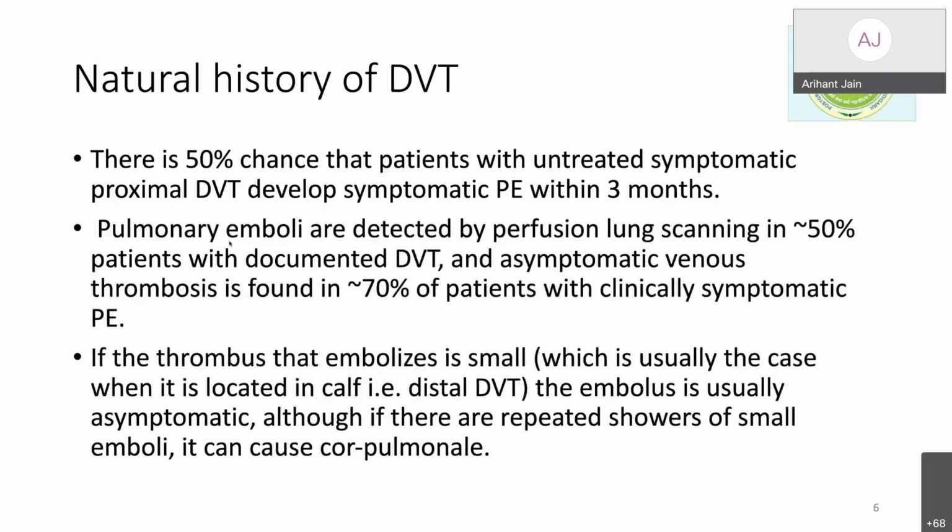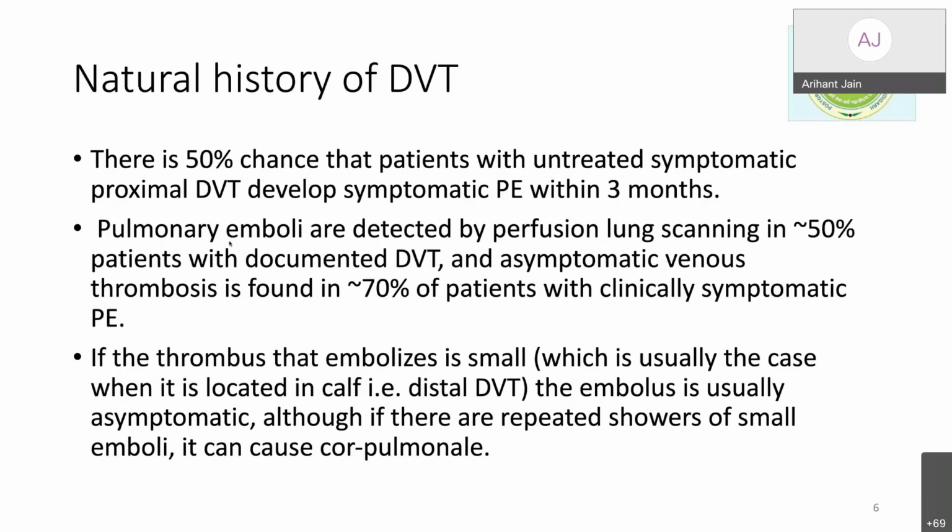Now, there is a 50% chance that the patients with an untreated symptomatic proximal DVT will develop pulmonary embolism within 3 months. So this is why it is important to timely diagnose a proximal DVT, because of two patients of proximal DVT, one will develop a pulmonary embolism event within the next 3 months. So we should not be missing a proximal DVT.